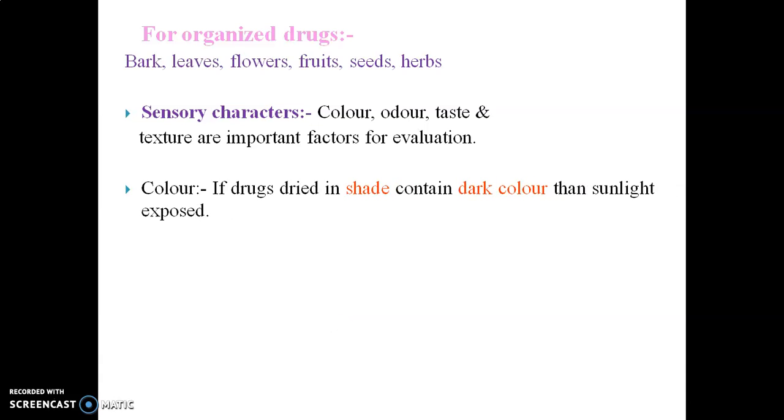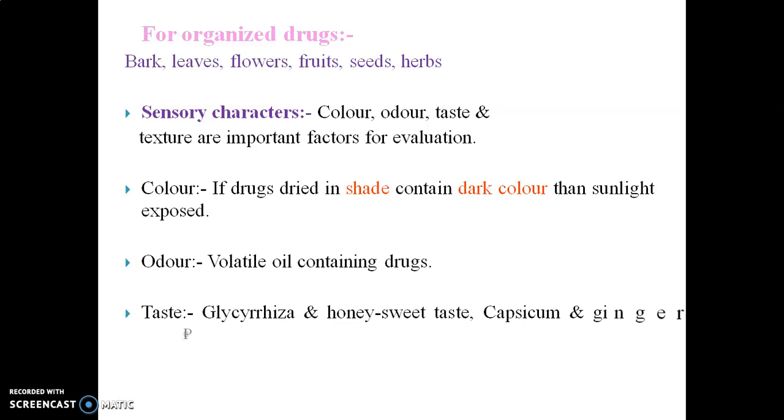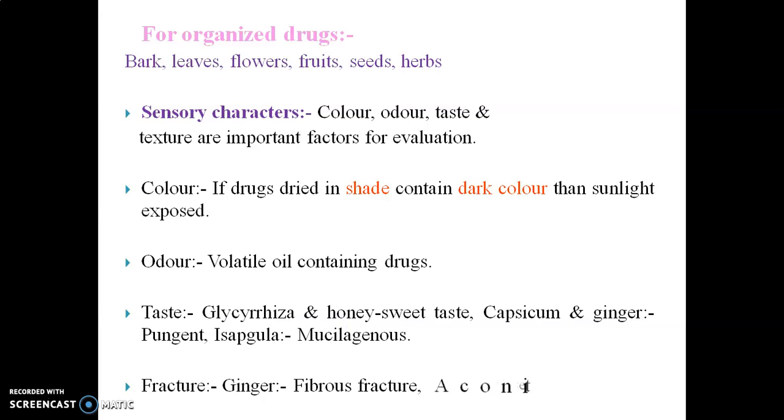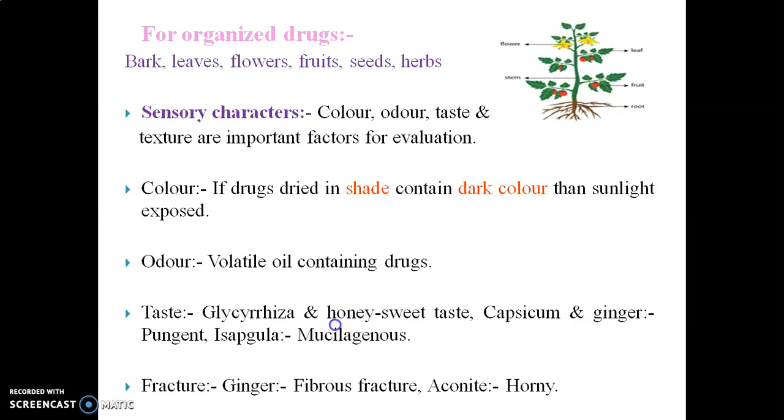Color: if the drug is dried in shade, it retains a darker color than the sunlight-exposed drug. Odor is generally evaluated for drugs which have volatile oils. Taste: different drugs show different tastes. For example, glycyrrhiza and honey possess a sweet taste, capsicum and ginger possess a pungent taste, and isabgula possesses a mucilaginous taste. Fracture is the characteristic structure shown after breaking a particular part of a drug. Ginger has a fibrous fracture and aconite has a horny fracture.